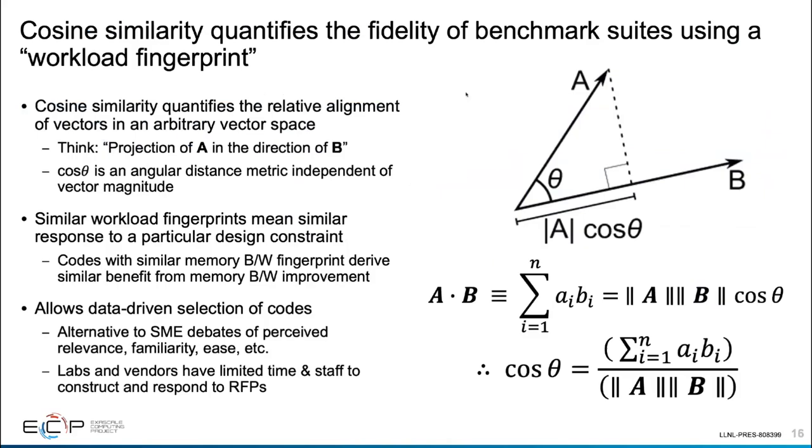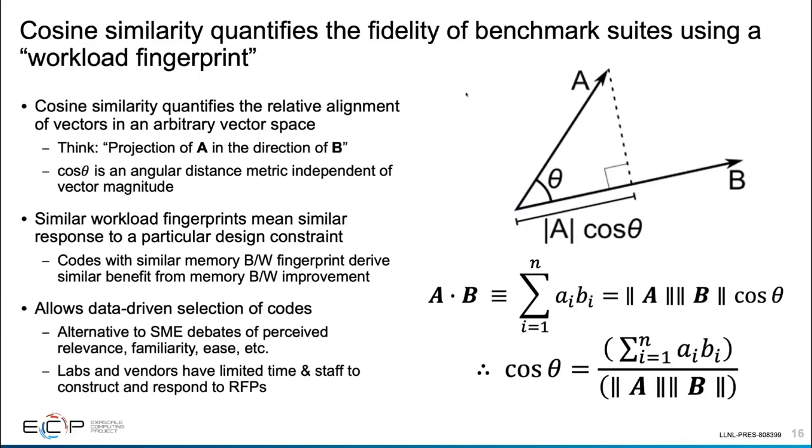Good. All right. So the next thing I want to talk about is how can you tell if your benchmarks or your proxies are faithful representatives of your actual workload or of your parent codes. And to do that, we in the Proxy App project have been working on a metric called cosine similarity. The idea behind cosine similarity is you take measurements of performance and you express them as vectors in an arbitrary vector space and then take the dot product between them. And the angle of that dot product gives you a metric that is independent of the vector magnitude and gives you sort of a fingerprint of how similar those two vectors are. So you can take a performance vector of a parent and a performance vector of a proxy, compute the angle between them, and if that angle is small, you can judge that they are similar. If that angle is large, you can start to have questions.